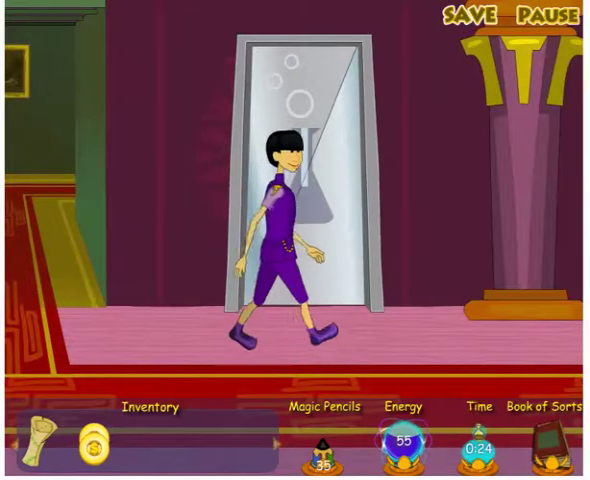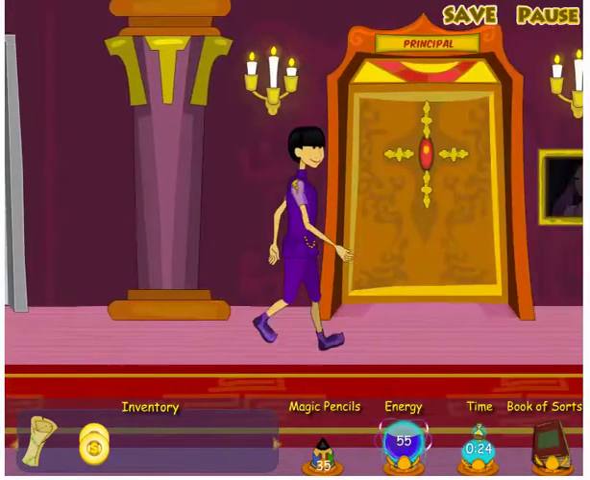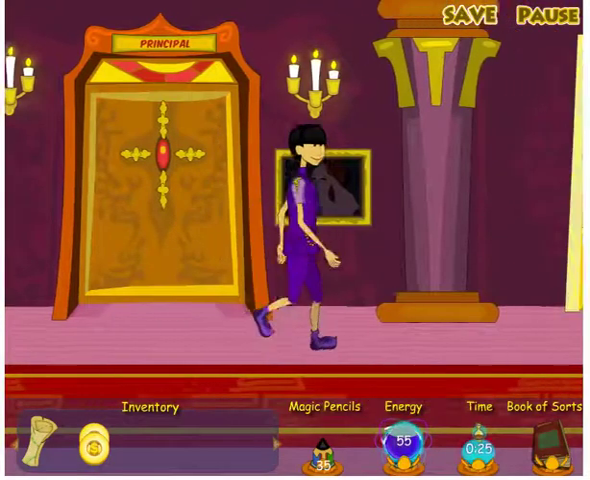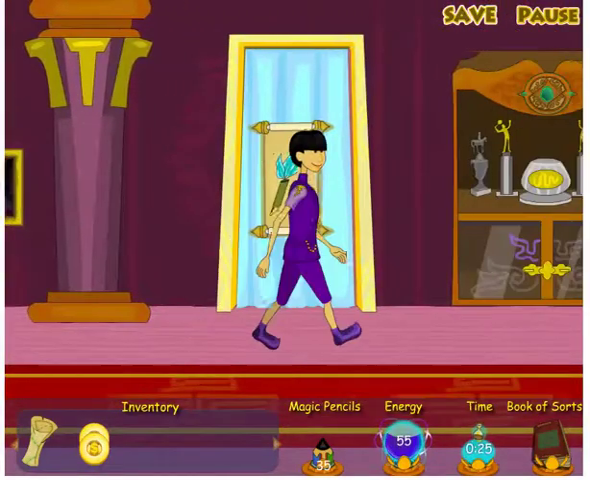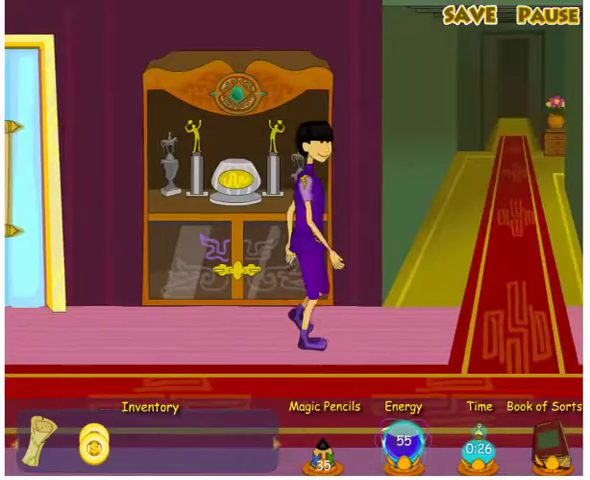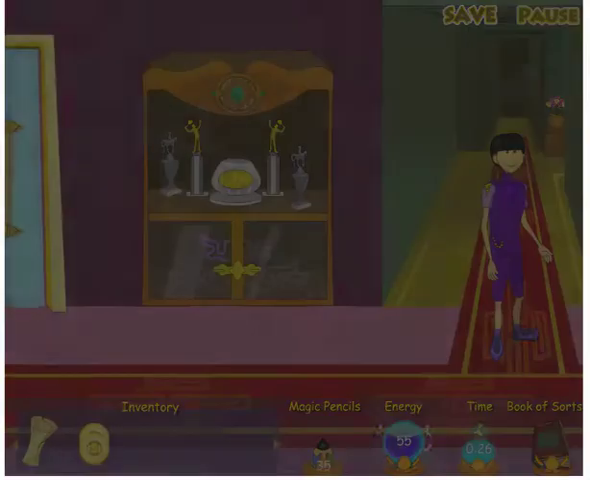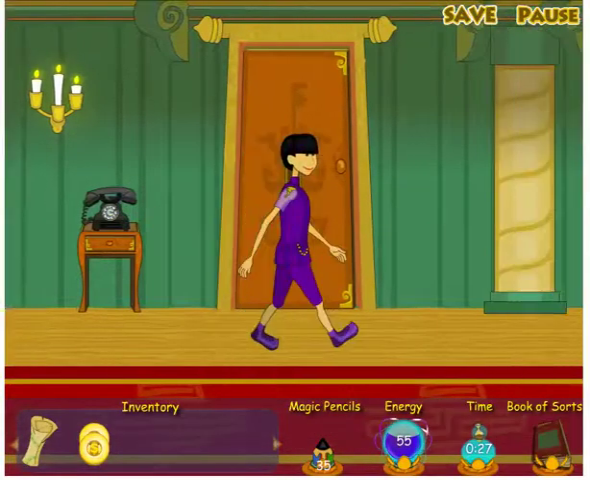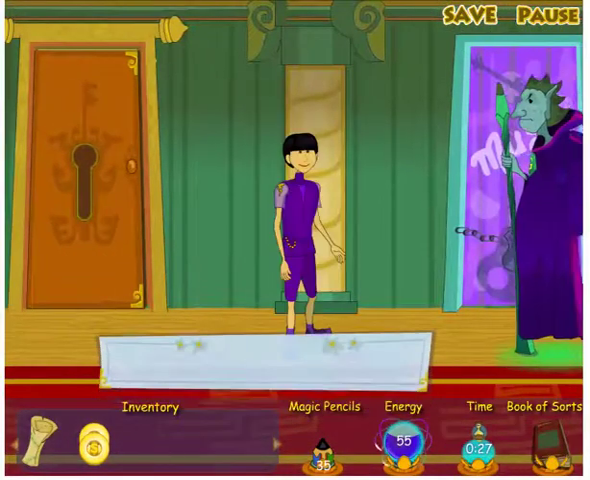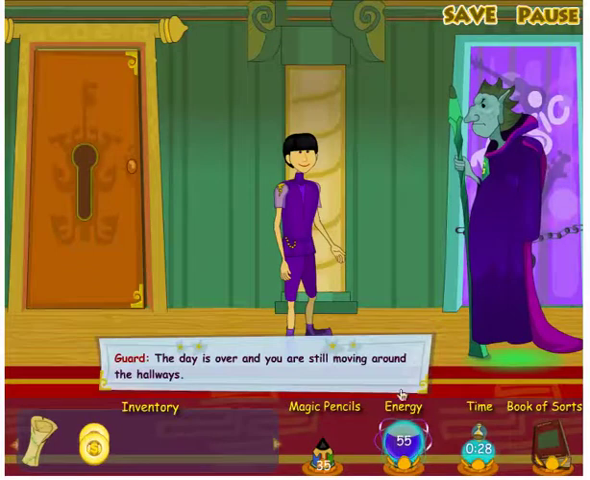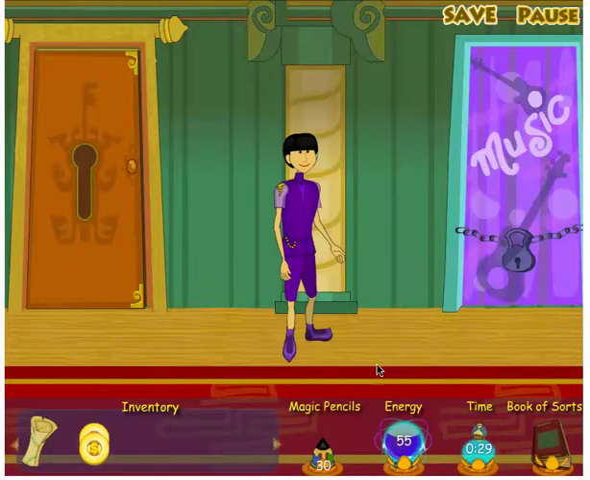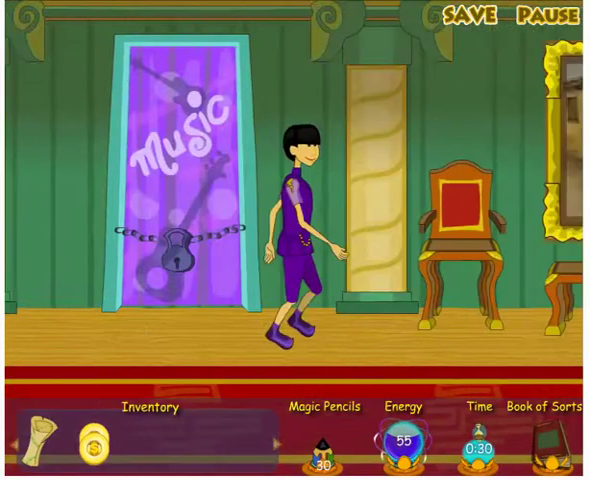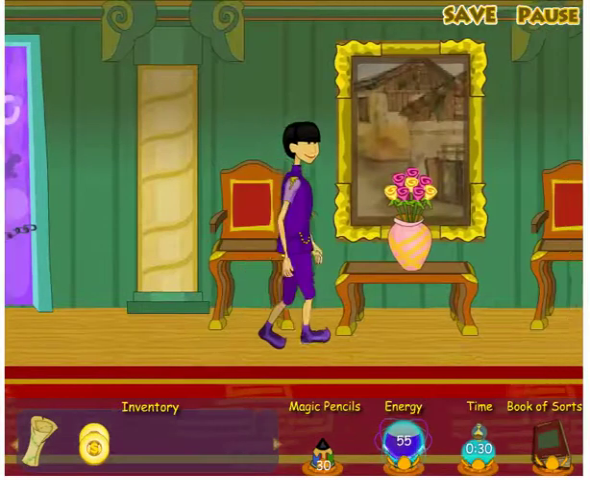I'm going to let you go on from here, but I want to show you how to get more energy. So I'm going to go to the cafeteria. I know this is a really long video this time, but I want everyone to get use of this game. And here, unfortunately, I run into one of the guards. I'm not supposed to be here. And he's going to take away 5 magic pencils from me. Still have 30. So I need to find the cafeteria.